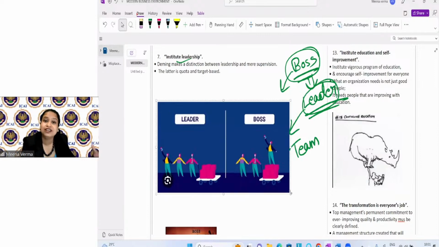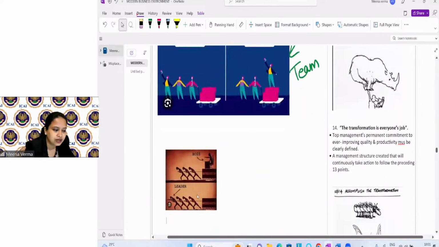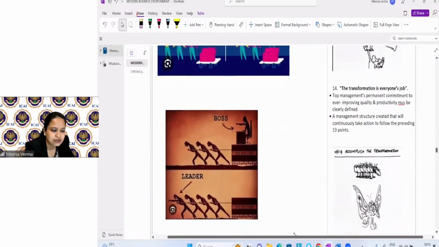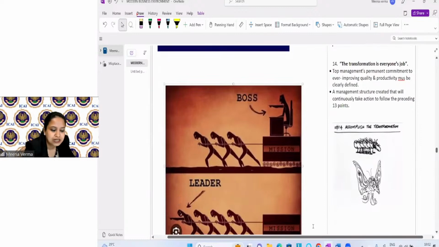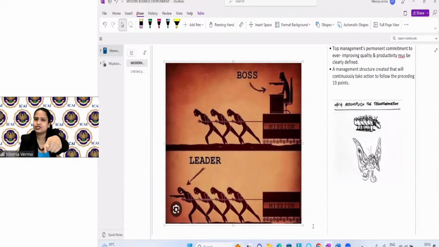So leader develops teamwork in the organization, right? So this is how the leader and boss work. Their way of doing the work is different, right? So leader helps in executing the task. The boss just dictates: go and do this, finish this file today, I want it to be complete today, right? He just orders, he just dictates to the employees. He never understands the problems of the employees. So this is the nature of the boss.